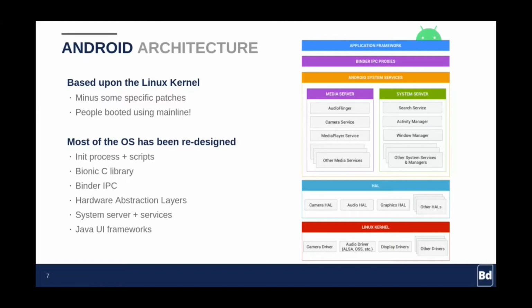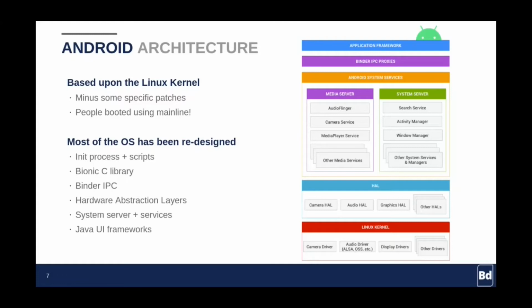And then on top of that Linux kernel, everything else basically has been redesigned. Most of the key components of an OS, as you know it in Linux, are different. So starting with the C library: it is not glibc or any other C library that you would know in Linux. It is the Bionic C library. Same for the init process. It doesn't use systemd or any SysV init and stuff like that. It uses its own init process.